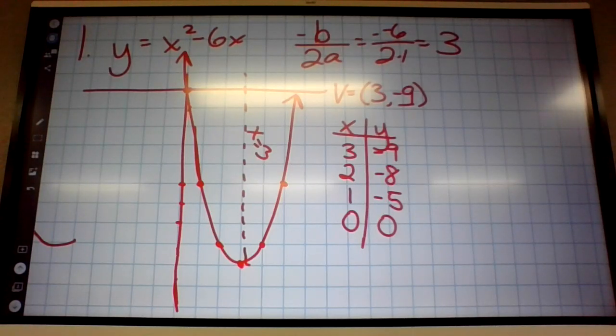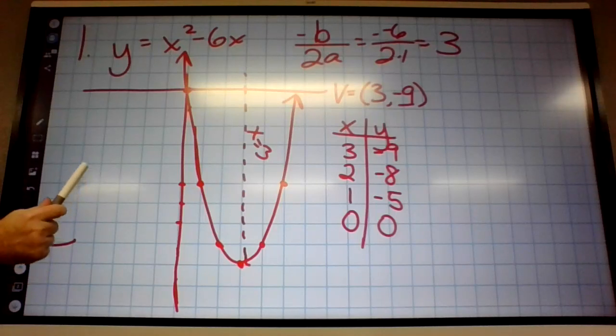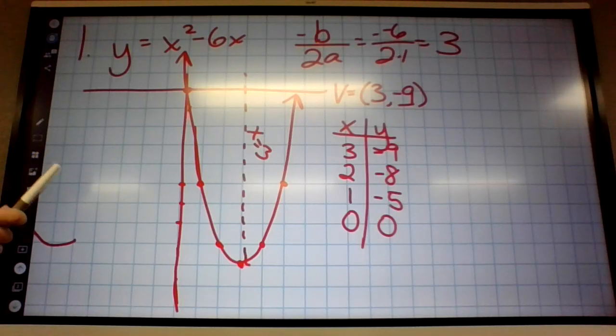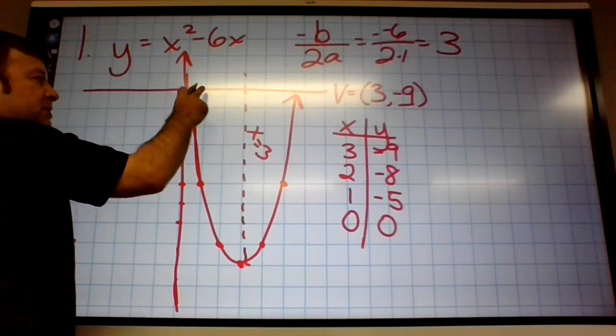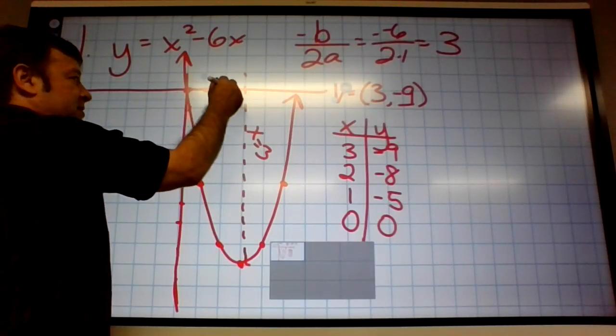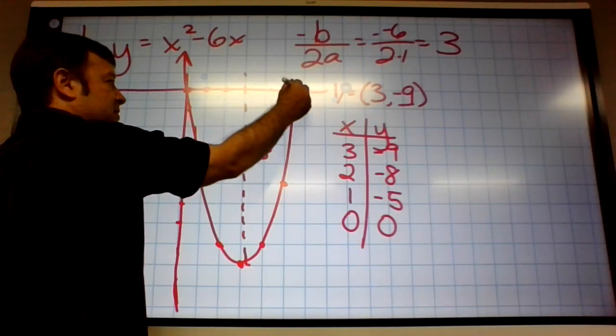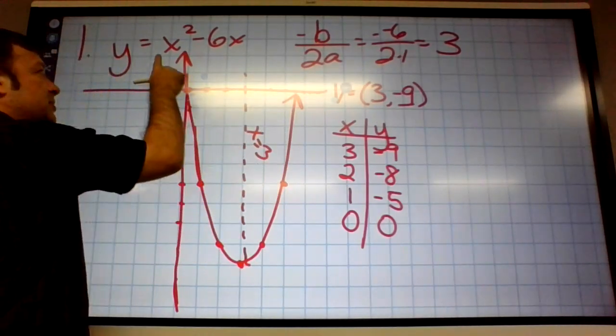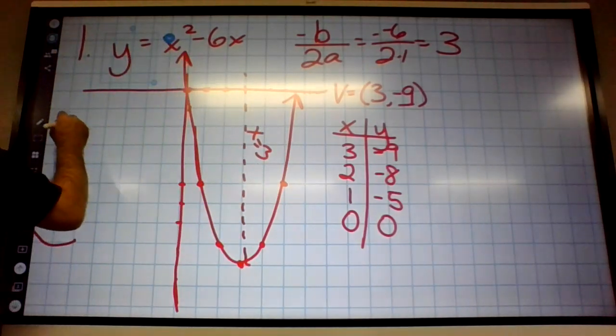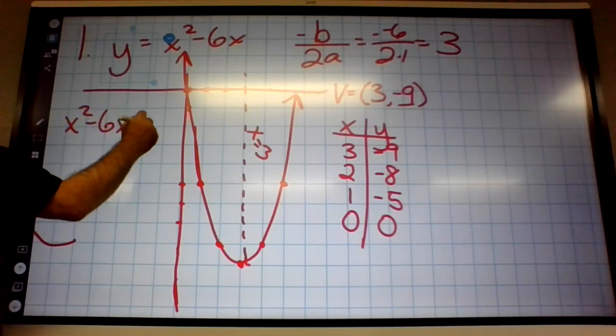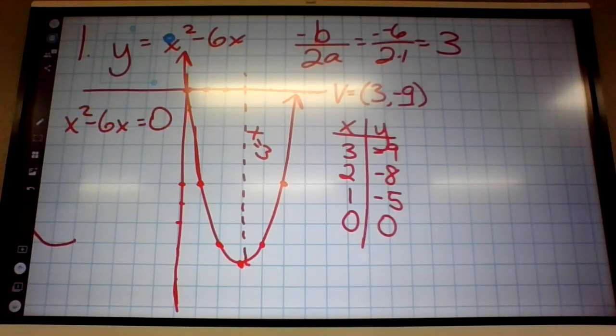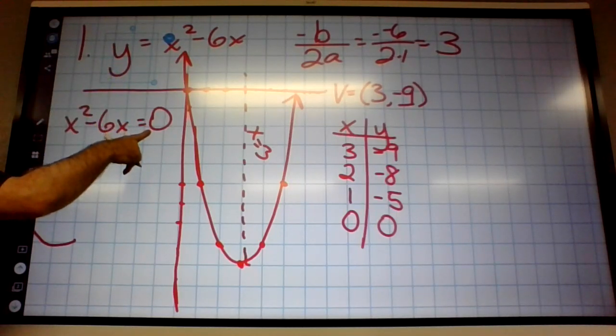Okay, so to find the y-intercepts, you make the x 0. To find the x-intercepts, you make the y 0, because all these points on the x-axis all have a y-coordinate of 0. So if I make y 0, I get x squared minus 6x equals 0. Last week we called it finding the 0 of the function. Remember that from last week? You just make the function equals 0, make the y equals 0, and solve that.